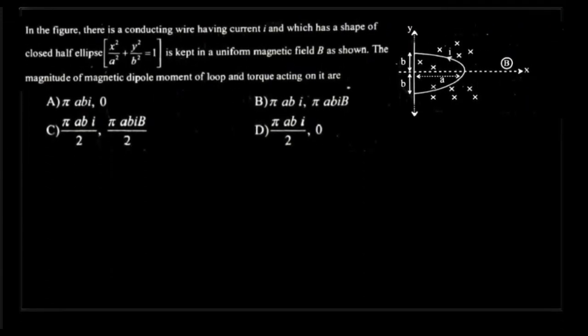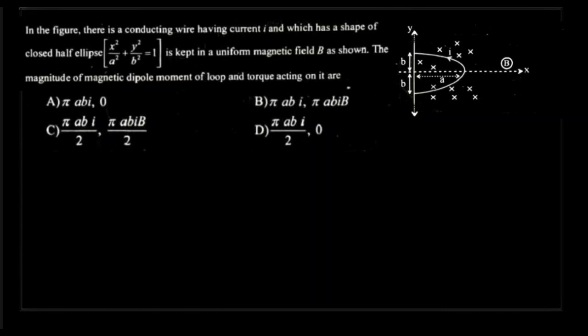Next one is this one, from moving charges, especially on magnetic moment. In the figure there is a conducting wire having a current I, which has the shape of a closed half ellipse, kept in a uniform magnetic field B as shown. Find the magnitude of the magnetic dipole moment of the loop and the torque acting on it.